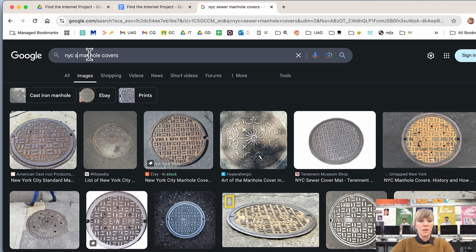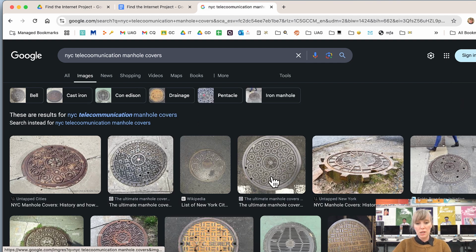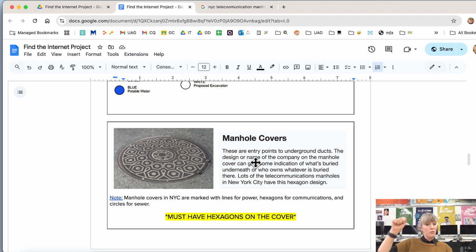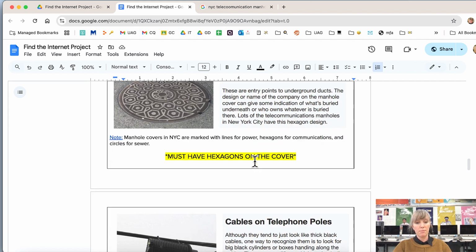If you searched telecommunication manhole covers, you'll see that they're going to be hexagons. So I am looking for you to take a selfie with the manhole covers that have hexagons on them.